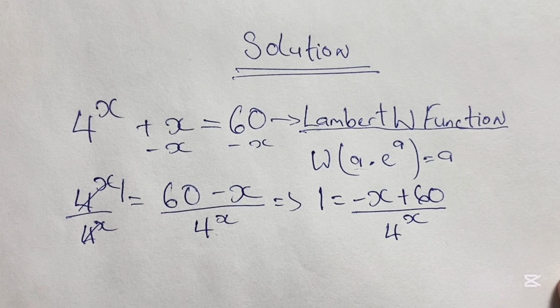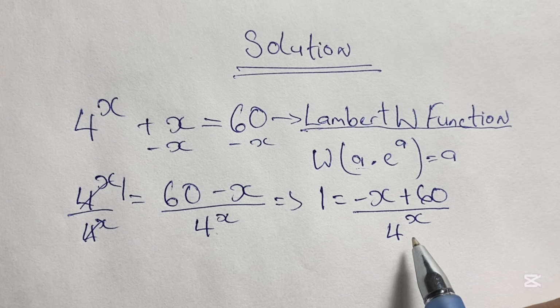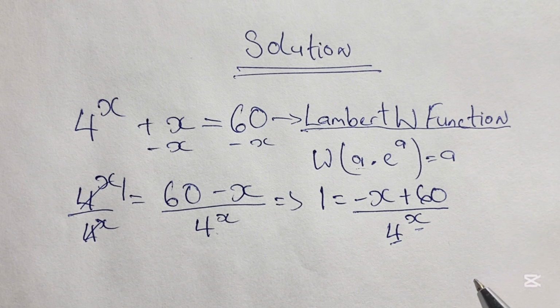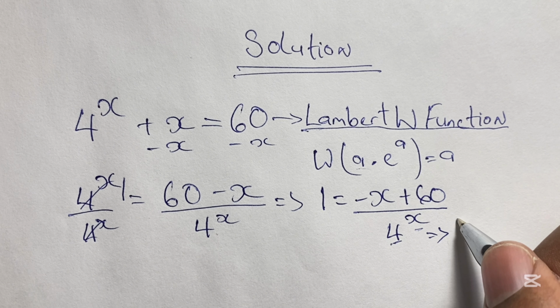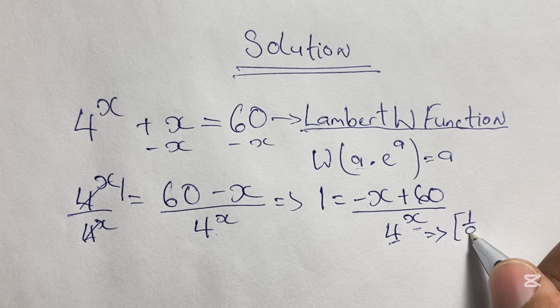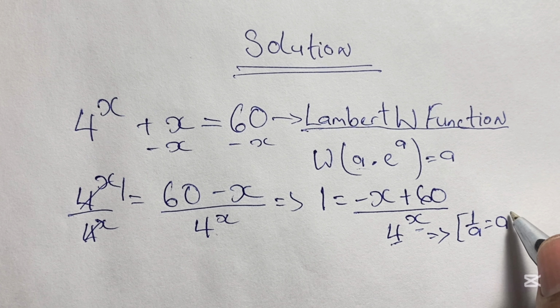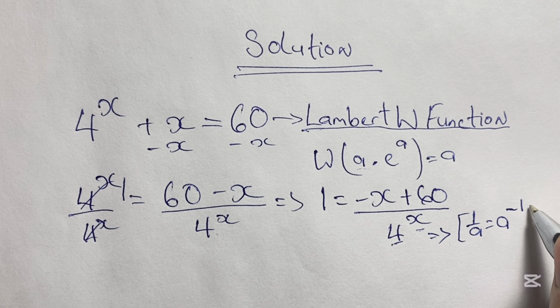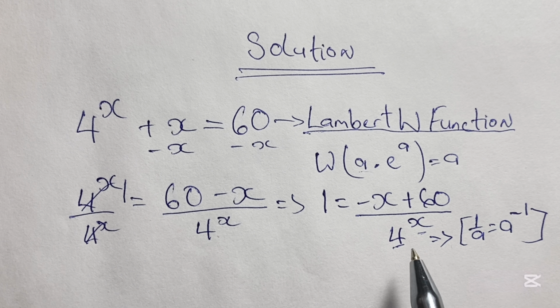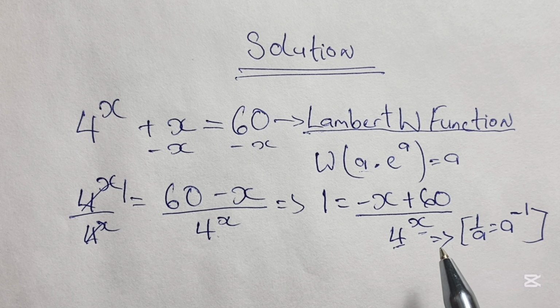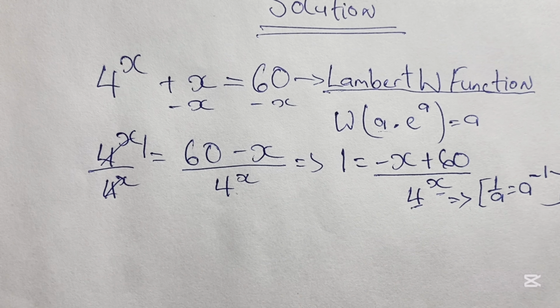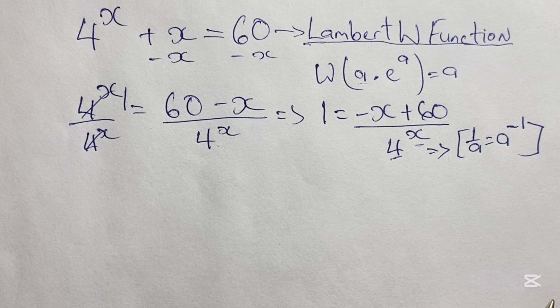Now 4 to the power of x, we can use this algebraic rule or this law of indices here, where if we have 1 over a, that can be rewritten as a to the power of negative 1. So what we're saying is that we can rewrite the division by 4 to the power of x with the negative x plus 60 using this rule.